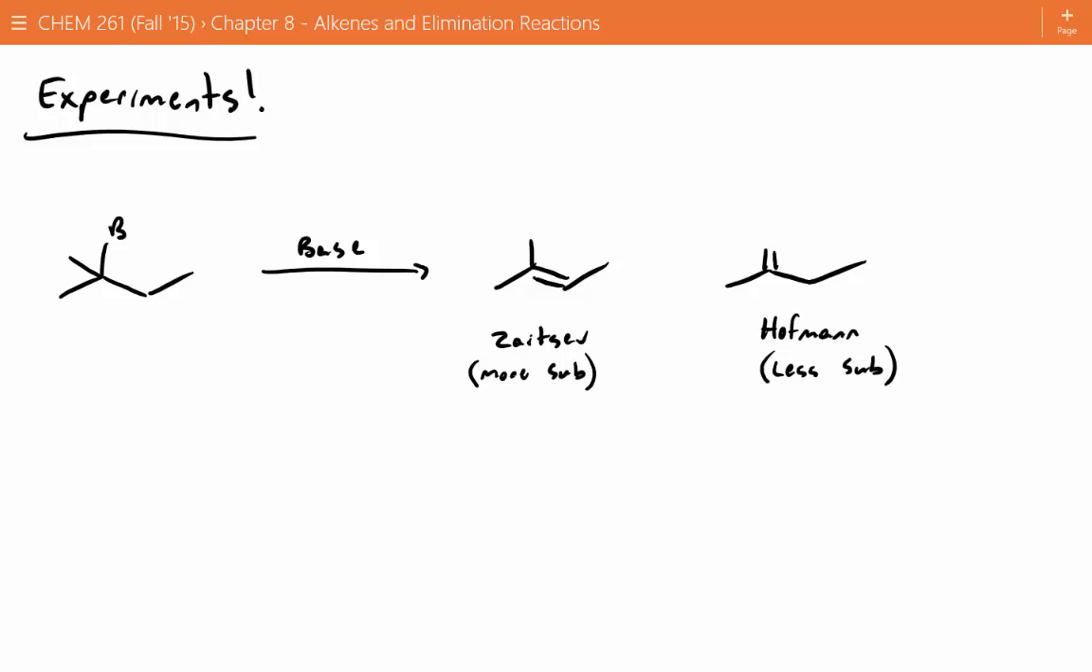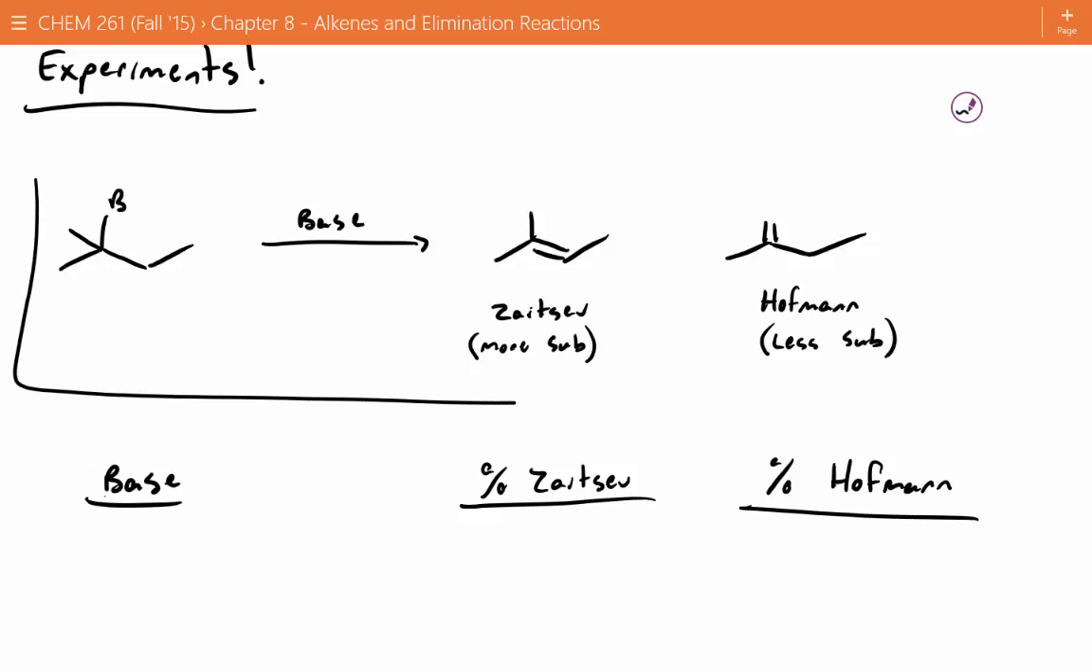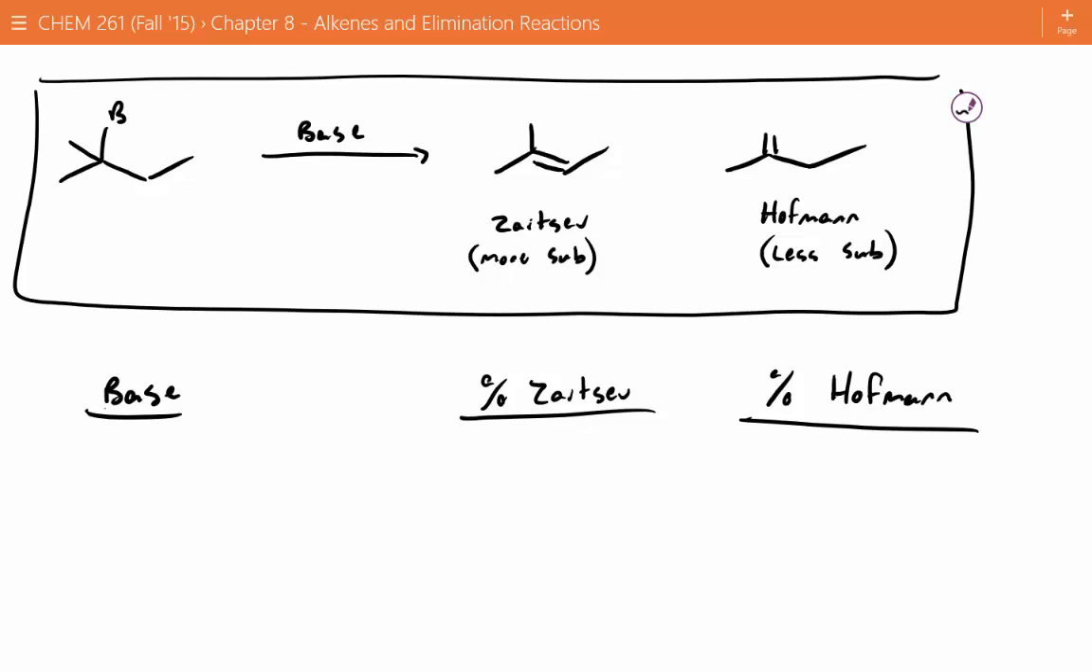All right, and I'm going to give you guys some bases. And I want a percent Zaitsev and percent Hofmann. All right, we're typically going to get a mixture, but let's say I'm using a small base. So ethoxide, it's pretty small. Is it going to prefer either set of protons coming off of the beta position, or does it really not care? Doesn't care. It's small enough to attack either of them.